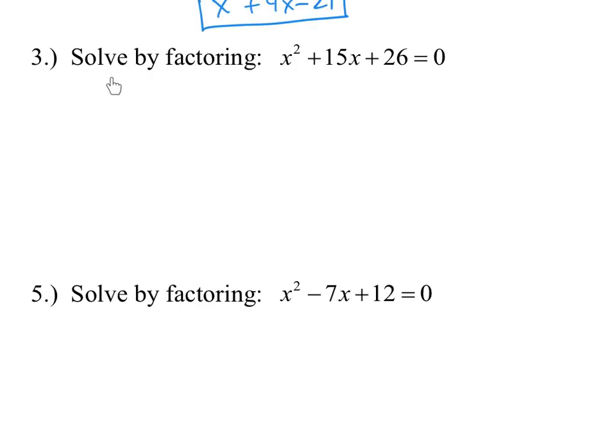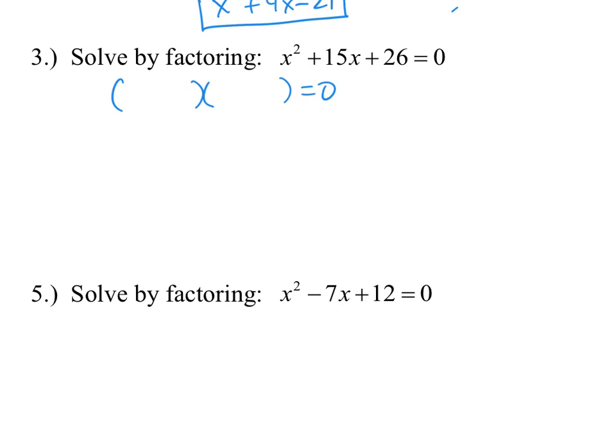Now in this next problem, number 3, we're going to solve this quadratic equation by factoring. So what we need to do is take this trinomial and factor it into 2 binomials. When it comes to factoring, you want to start by putting 2 sets of parentheses. So we're going to write one set of parentheses times the second set of parentheses equals 0.